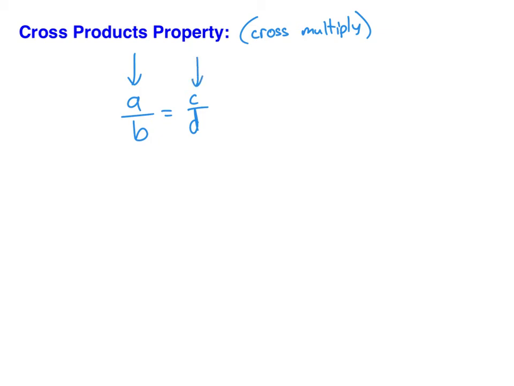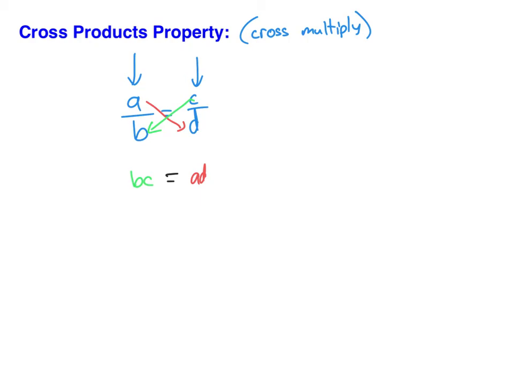And the cross products property means you cross multiply. Multiply there, and you would get AD. Multiply there, and you would get BC. And then they're still equal to each other. AD equal to BC, or BC equal to AD, however you want to write it. That's the cross products property, which basically is cross multiplication.